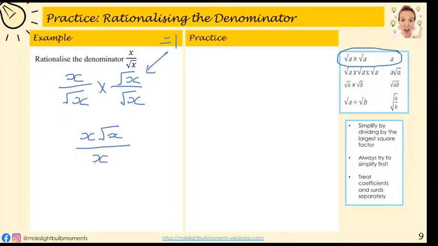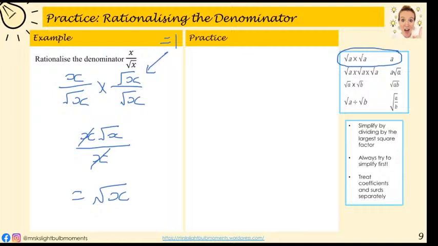Now, can anyone spot how we simplify this? You've got x's everywhere. We need to work out which ones we can cancel. It's the ones without a surd. So this one and this one can cancel each other out. That's because everything's being multiplied together on the top. We've only got one kind of term there. x is a factor of the top and the bottom. So we're actually left with just root x as our answer. You could write it as root x over 1, but in its simplest form it's just root x.